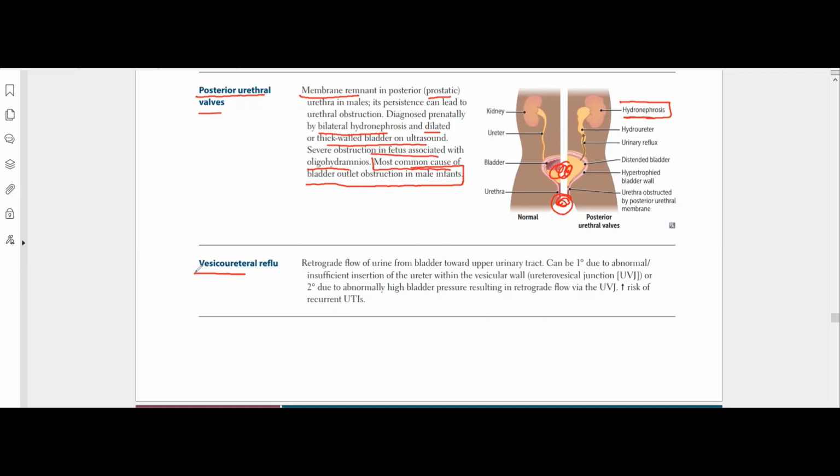So vesicoureteral reflux is the backward movement of urine from the bladder toward the kidney. Basically, it is the retrograde flow of urine from the bladder toward the kidney. It can be primary, due to abnormal insertion of the ureter within the bladder wall, or secondary, due to abnormally high bladder pressure resulting in retrograde flow. It increases the risk of recurrent urinary tract infection.